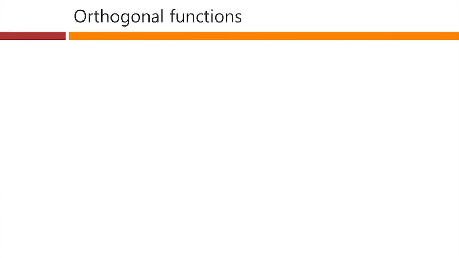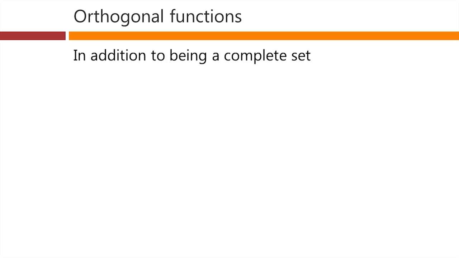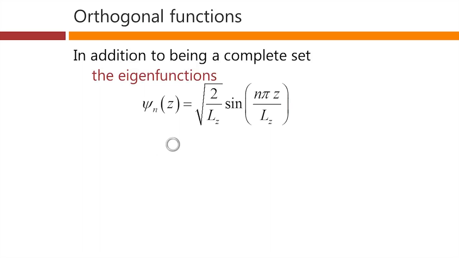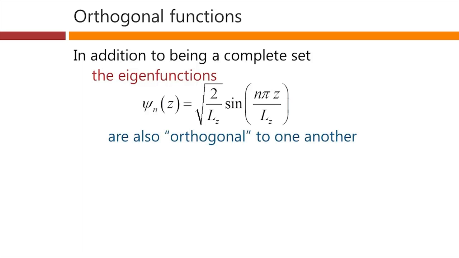We're going to look now at a concept called orthogonal functions. In addition to being a complete set, this set of eigenfunctions that we worked out also has a property that they are orthogonal to one another. Now, you've probably seen the concept of orthogonality in geometry, where it means that things are at right angles. And there's an analogous sense here in which this is true, but we'll come back to that somewhat later.